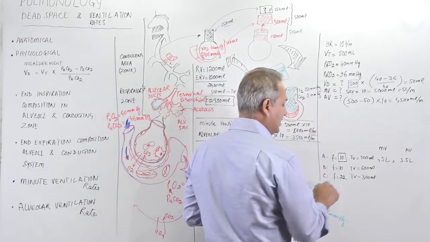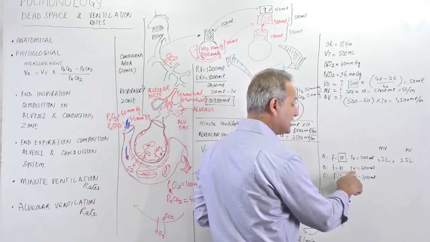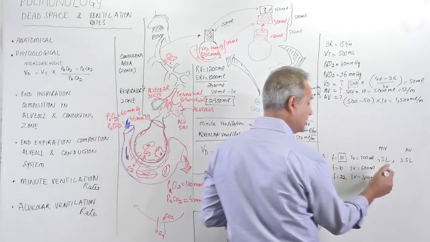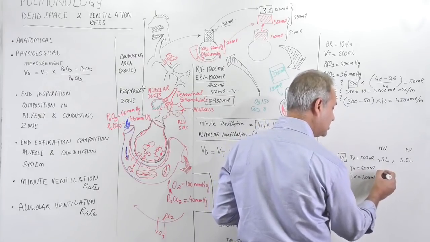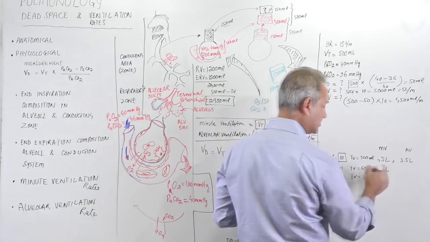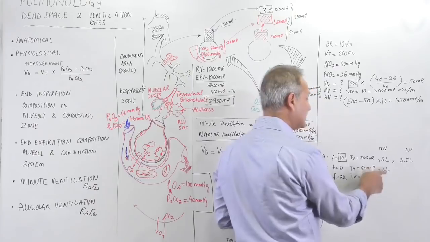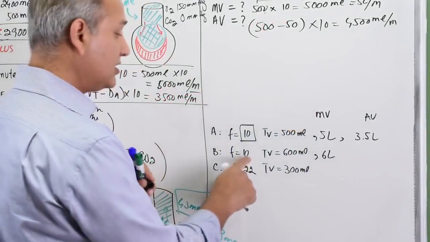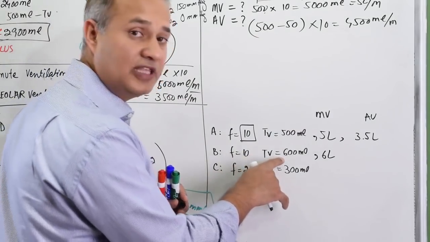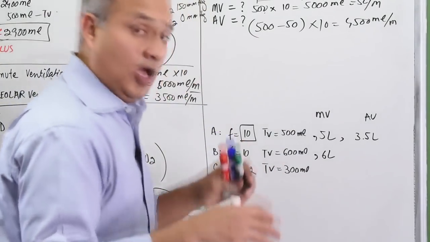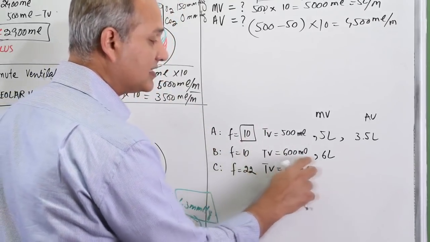Patient B or person B has a ventilation rate of 10. His tidal volume is 600. So what do you think is his total? 10 multiplied by 600 is 6000 milliliter, which makes 6 liter. So this person has minute ventilation greater than person A. Is his frequency of breathing more? No. Is his depth of breathing more? Yes, or maybe the person is large. So 10, 600, 6 liter.